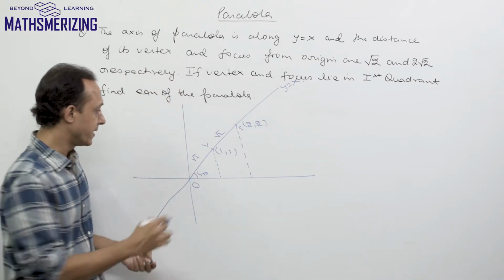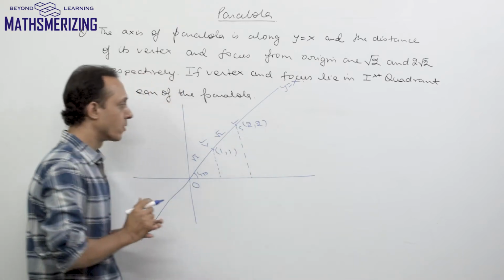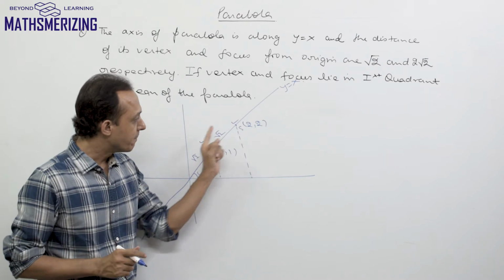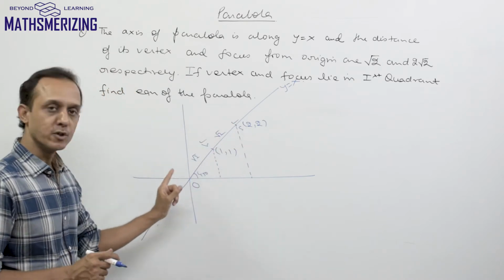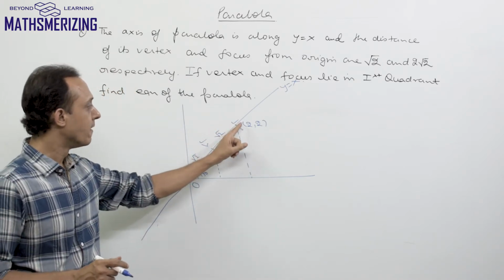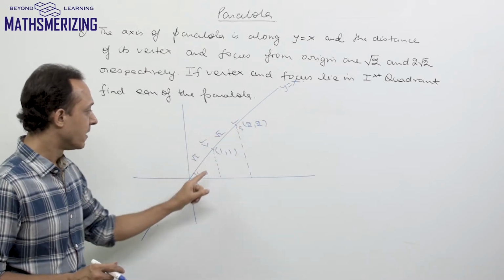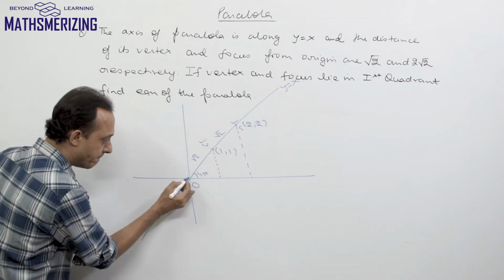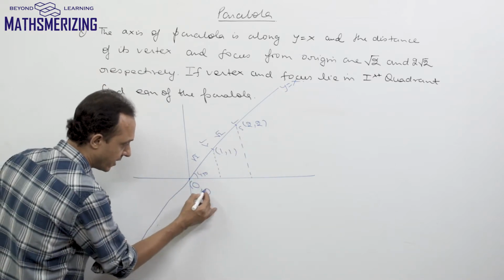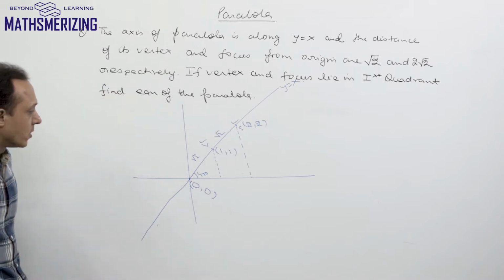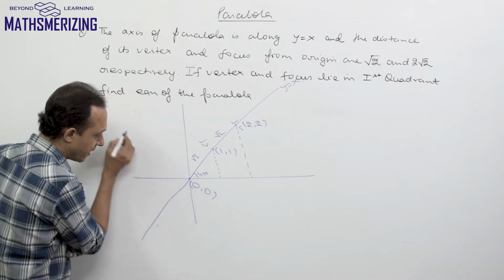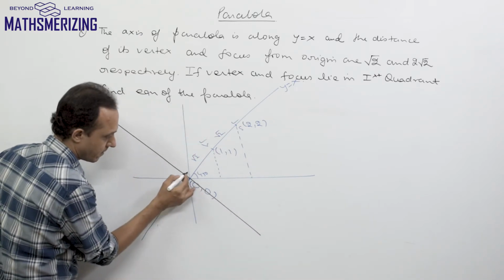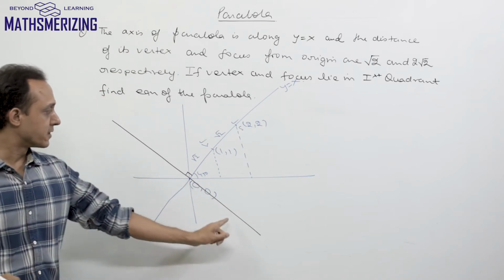So now we have the vertex and we also have the focus. Now we know that the vertex divides the focus and the base of the directrix in the ratio 1:1. That is, the vertex is the midpoint of the focus and the base of the directrix. Now the vertex is at 1 comma 1 and the focus is at 2 comma 2. So it simply means the base of the directrix here will be this origin. So the directrix will pass through the origin and it will be a line which is perpendicular to the axis. So we need to find the equation of this line.